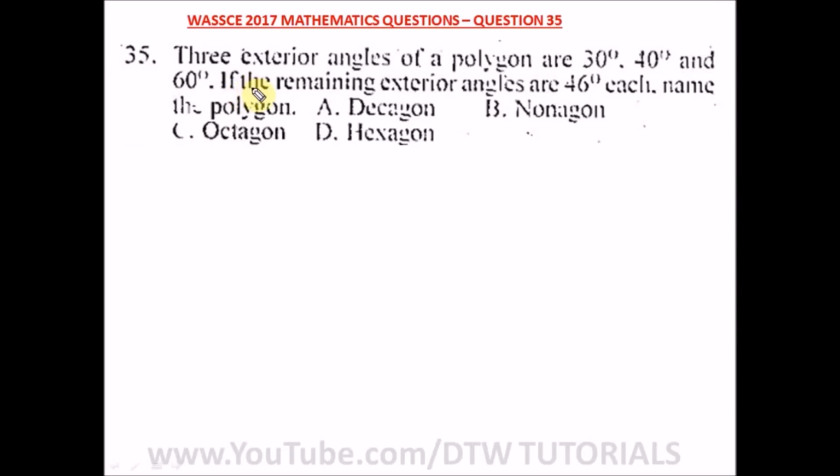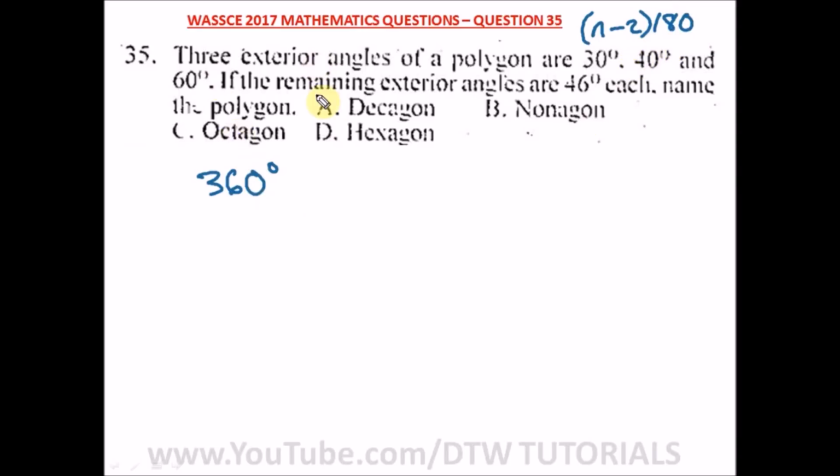Question 35 of our WASSCE 2017 mathematics past question. That's a WAEC 2017. It says 3 exterior angles of a polygon are 30, 40, and 60. Now we are talking of exterior angles. Remember, the sum of exterior angles of a polygon is 360 degrees. And you know that the sum of interior angles is n minus 2 bracket 180. Is that not it?